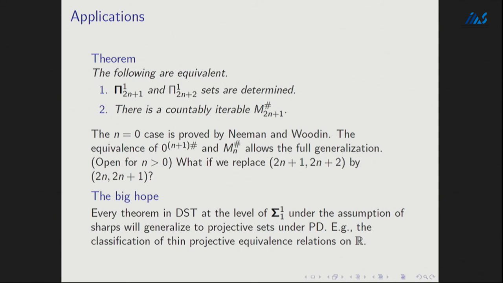My hope is that every theorem in descriptive set theory at the level of Sigma^1_1 using sharps will generalize to the higher levels in the projective hierarchy, just because we have a very good understanding about those canonical structures or those canonical trees, and the structural theory about those projectively well-ordered cardinalities.